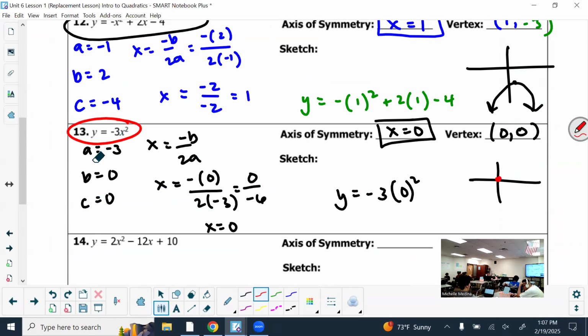And does it open up or down? Down because the A is negative. Lots of down examples today, but that's just how it happens to be. Because the A is negative.